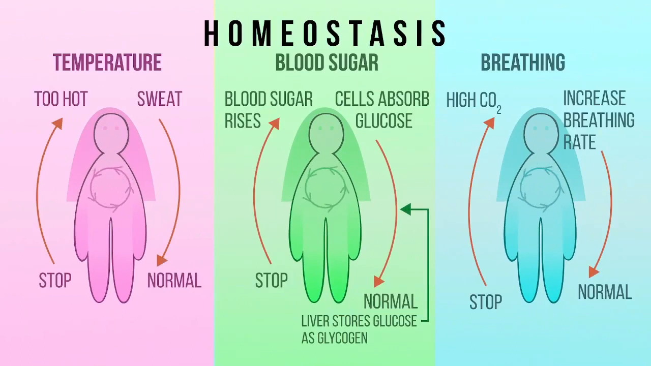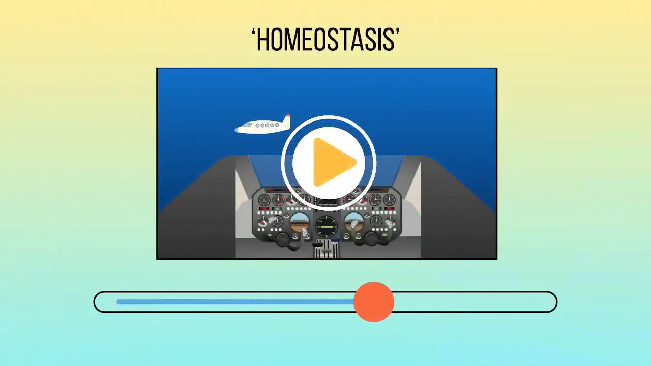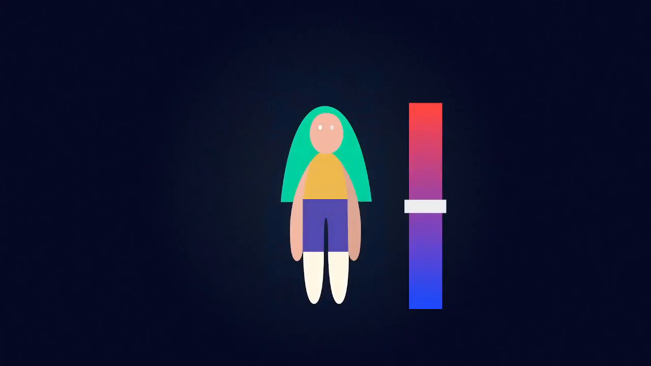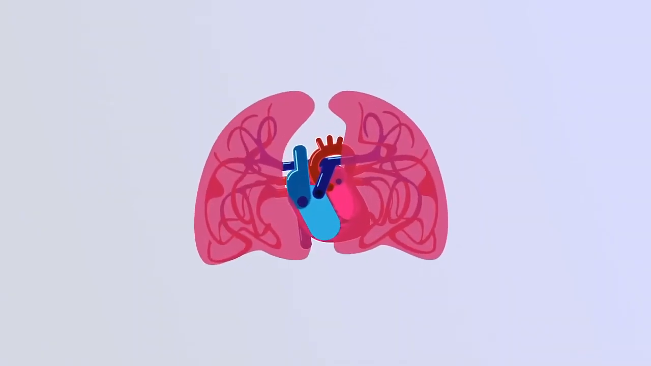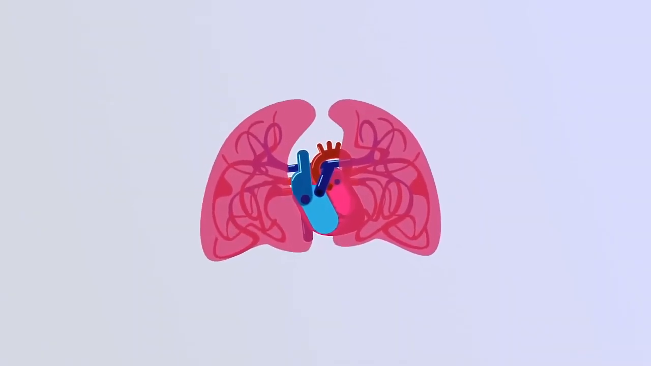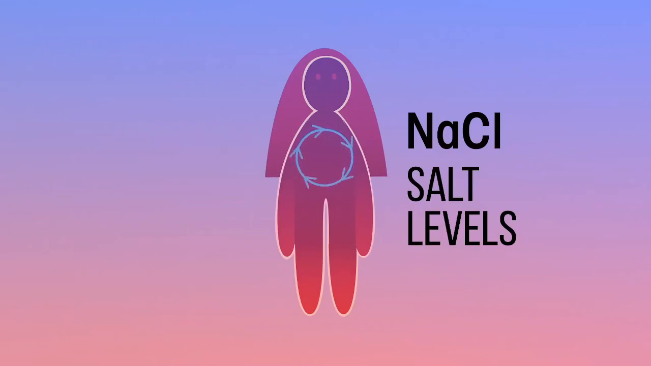Homeostasis maintains a constant internal environment so that important functions and processes in the body can be carried out properly. We looked at homeostasis in more detail in this video. Homeostasis stops us getting too hot or too cold and ensures we are breathing enough to bring in sufficient oxygen, and maintains the salt levels within our bodies.